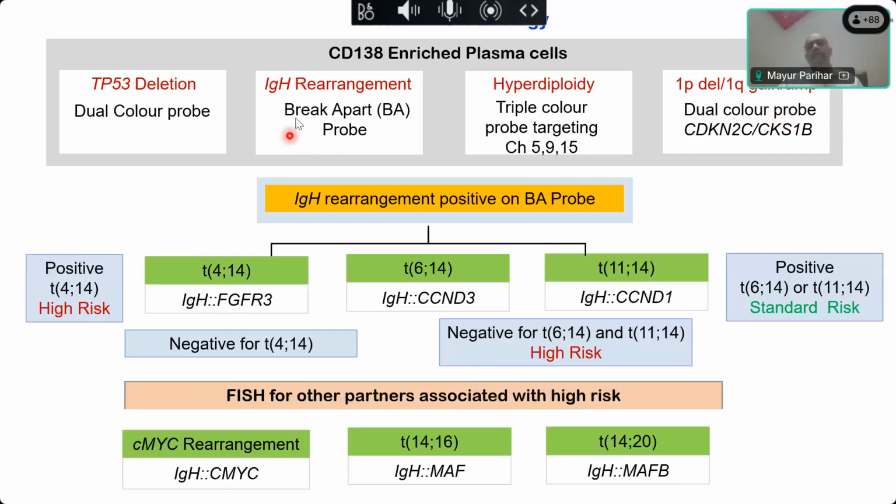We first use these 4 probes. We use an IGH break apart probe, wherein only when the IGH is positive, we go about looking for partners.